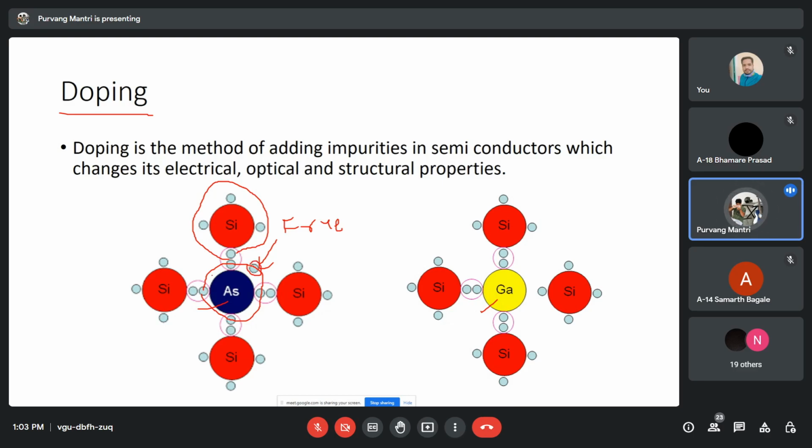So this type of chemical bond of silicon and arsenic is known as n-type semiconductor, because it is giving away a free electron.